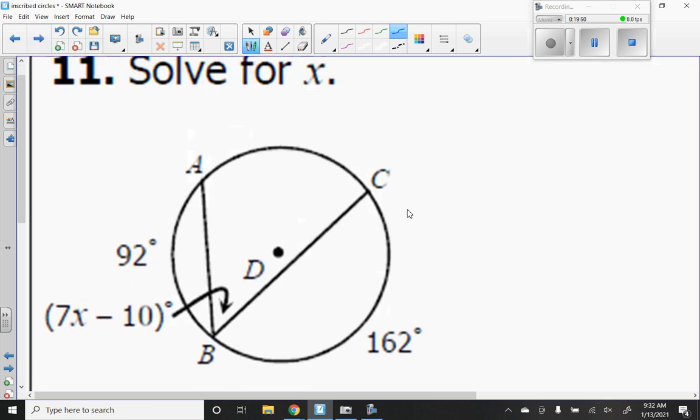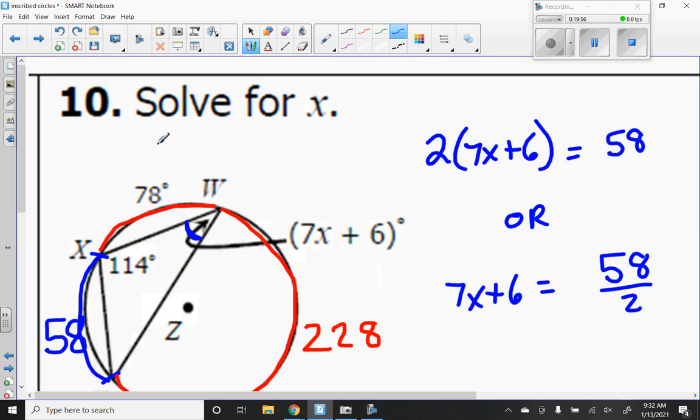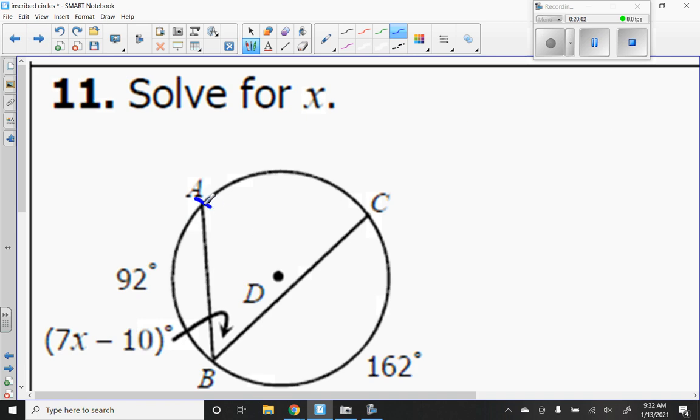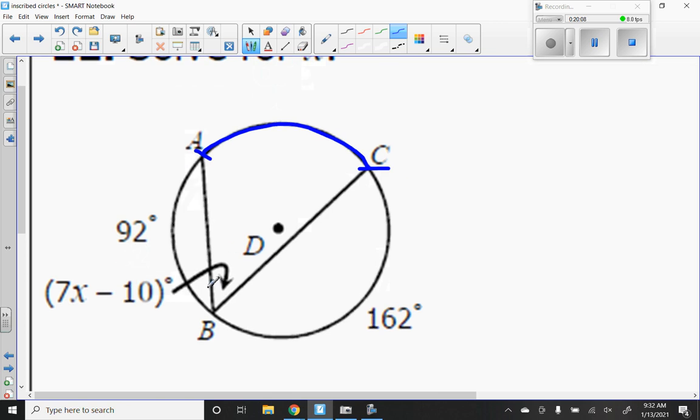Number 11. All right, this is the same exact thing, but it's not a triangle. See, there was a triangle in here, but this is the same thing without it being a triangle. So I'm still looking for this. I'm still looking for AC because this angle is the inscribed angle. It's associated with that. Well, I hope you see that you have a 162 and a 92. If you take that away from 360, you will have the blue arc that I highlighted. So I took 360 and subtracted these two, and I get 106.